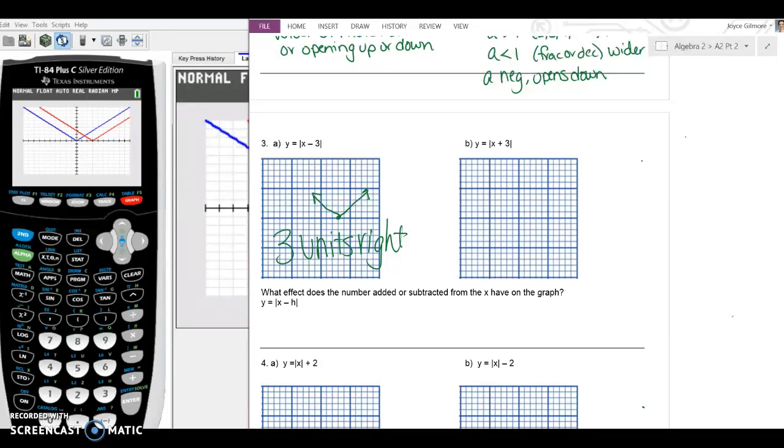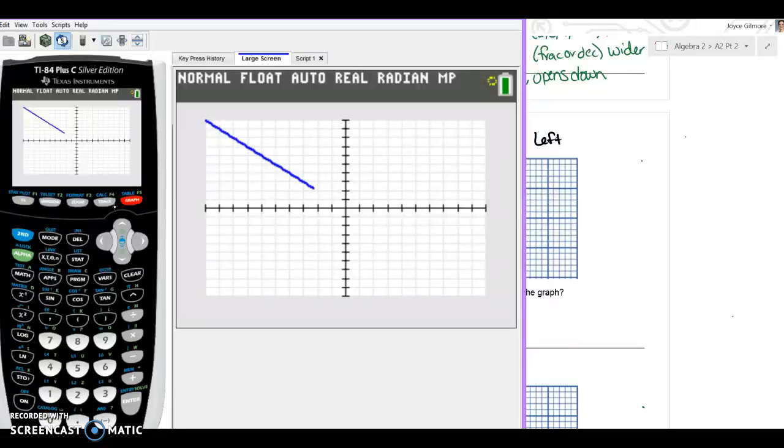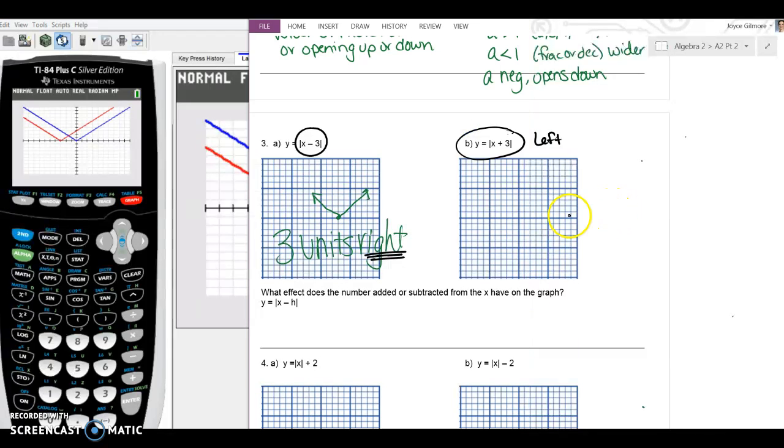So if this minus in the absolute value bars moves the graph to the right, that is a little bit confusing. It says minus, but it moved the graph to the right. So what do you think adding 3 inside the absolute value bars is going to do? Move it to the left. So let's try that. If you want to, you can just go in here and change that minus to a plus. Okay, original y equals absolute value of x, and then here comes y equals absolute value of x plus 3. Plus 3 did indeed move this to the left.